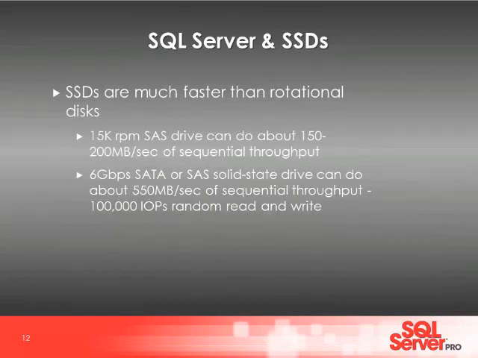SSDs tend to be much faster than rotational disks. A typical hard drive will deliver 150 to 200 megabytes a second of sequential throughput. An SSD can do over twice that with 550 megabytes a second of sequential throughput, and sometimes even more. So SSDs definitely can provide better performance than rotational drives.